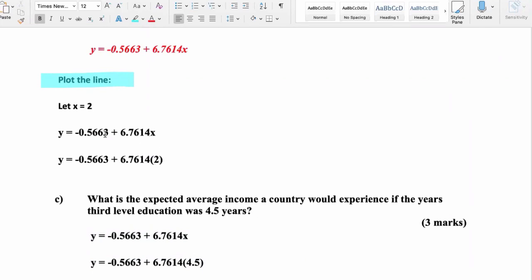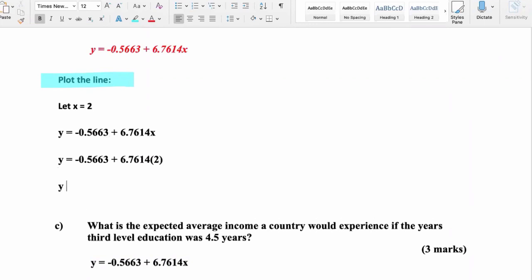So there's my regression equation. I'm putting in 2 for my x, and I get a corresponding y value. It'd be great if someone could actually work that out for me. And I'm going to repeat that by letting x equal a high number that's on the scatter graph. This might be good for your notes: choose a low number on your scatter graph for x, and choose a high number on your scatter graph for x. That's how you plot the line, a low number and a high number.